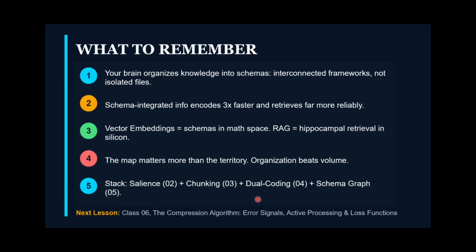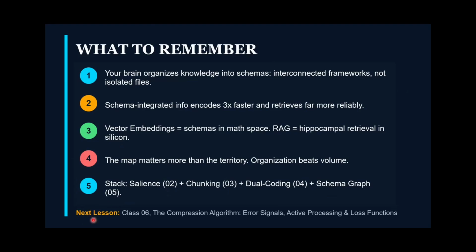And then number 5, the stack: the high salience from lesson 2, the chunking strategies that we learned in lesson 3, the dual coding of both the verbal and the visual in lesson 4, and then finally our schema graph in lesson 5. So again, we're building as we go, all the way from lesson 1 through 5. We should be building on these axioms to help us learn new material because we're going to need them when we start looking at the AI modules and learning how AI works. We're going to need to practice this because for most of us, it is going to be very new information.